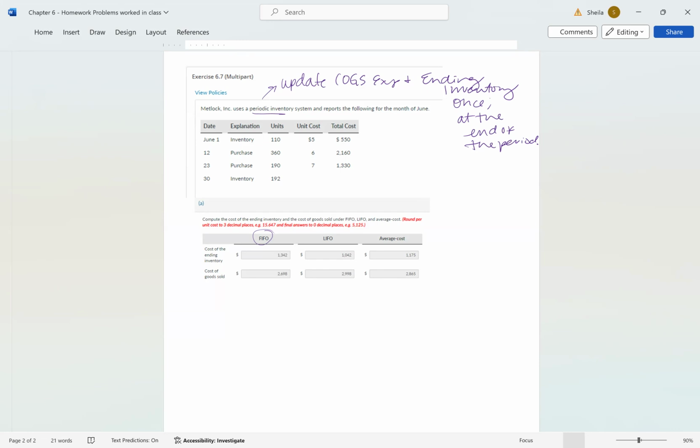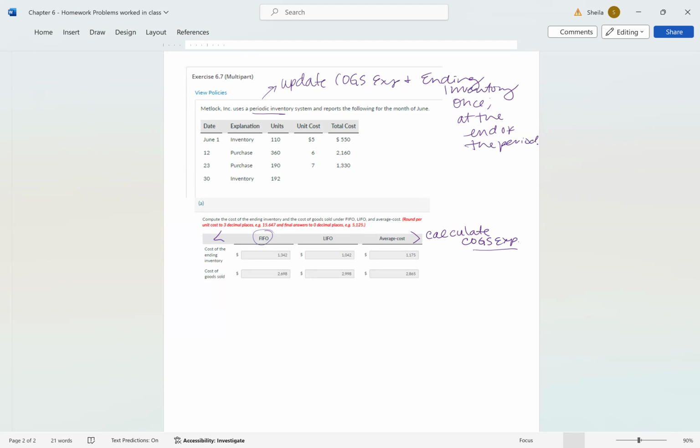So what I want you to keep in mind is that for any of these methods, this is really helping us calculate the cost of goods sold expense. So what method are we using to cost our inventory? When we say we use FIFO, what we're really saying is that we are using a first in, first out method to calculate our cost of goods sold expense. And you're going to see how that works here in just a minute.